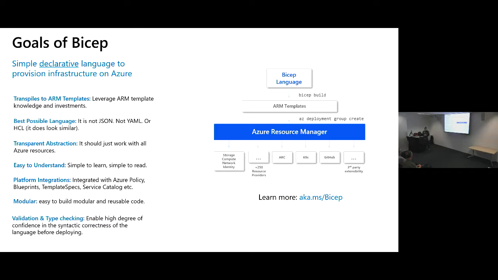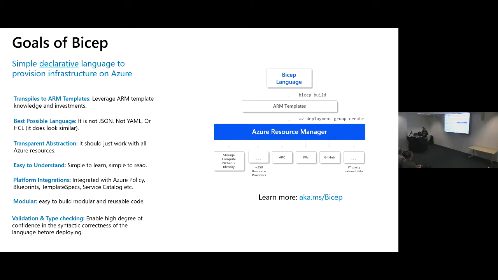It is actually an abstraction, which means it transpiles from Bicep syntax into Azure Resource Manager templates. So the templates still exist. You just don't need to deal with them. You're instead writing in Bicep, and that will then be transpiled and sent to an Azure Resource Manager engine to do the work.